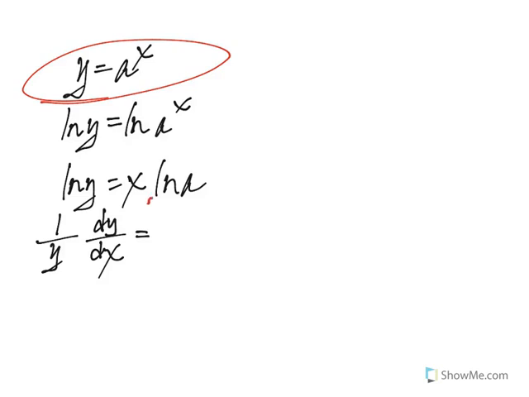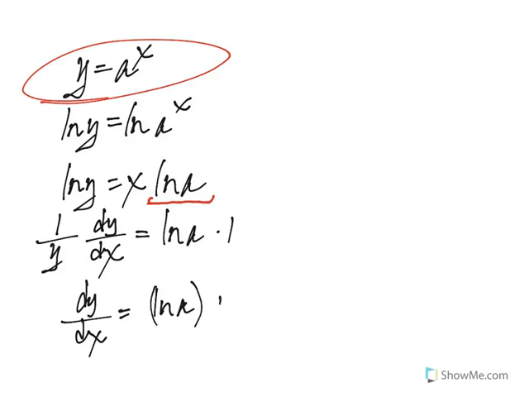Now, on the right-hand side, it's a little more difficult to see, but the natural log of a is a constant. Remember, a is a real number other than 1. So when I derive that, I'm going to get the natural log of a times the derivative of the x portion, which is just 1. And now what I want to do is solve for dy dx. So I get dy dx is equal to the natural log of a times y. Goes from the bottom of the left to the top on the right.